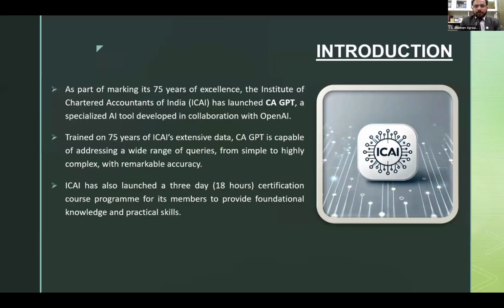As a part of marking its 75 years of excellence, the Institute of Chartered Accountants of India has launched CAGPT, a specialized tool developed in collaboration with OpenAI. Trained on 75 years of ICAI extensive data, CAGPT is capable of addressing a wide range of queries. ICAI has also launched a 3-day certification course program for its members to provide foundation knowledge and practical skills.